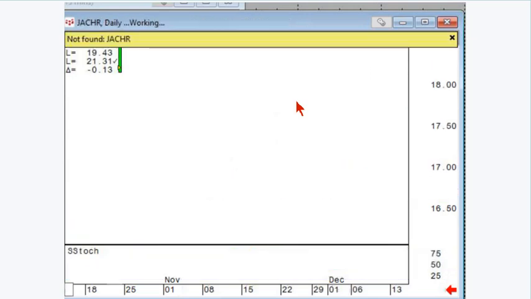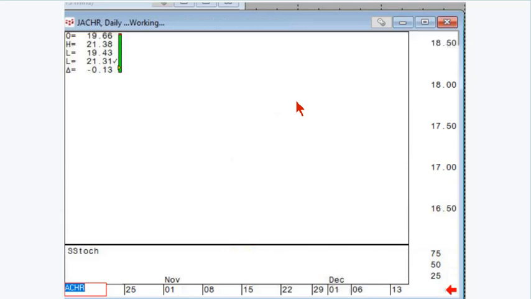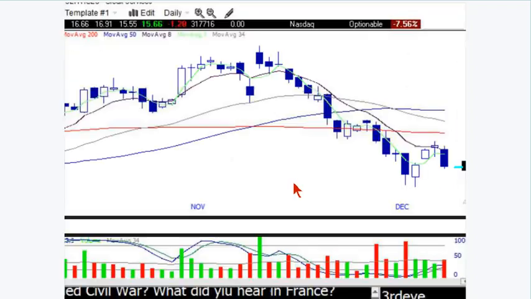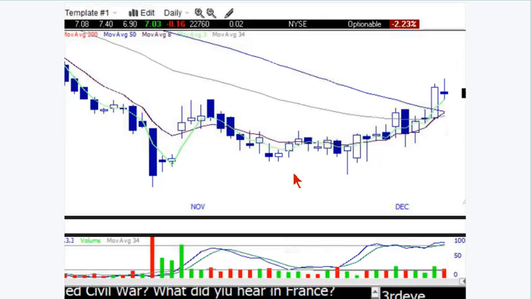Is that the right one? ACHR. Whoops. ACHR. No, it's not coming up over here. I don't know why. Let me do this. I don't know why it's not coming up over on the other chart.